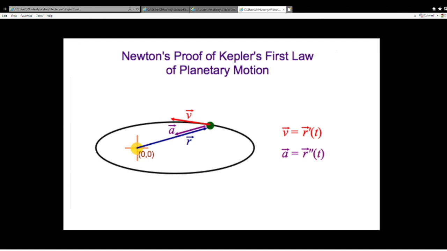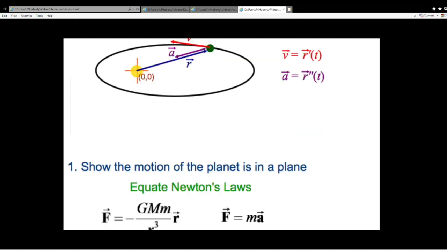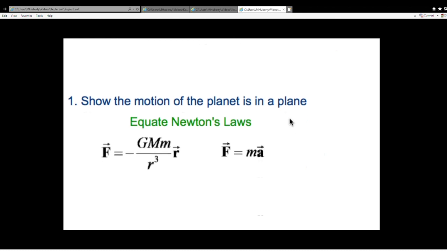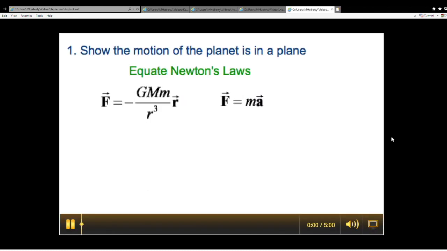All right, so to show the motion of the planets is in a plane is the first step we're going to do to prove this first law. Remember, the first law is that the planets are orbiting in elliptic orbits. And so the first thing is actually to show that the motion is in fact planar. It's in a single plane, okay? And the first thing to do is we're going to have to equate these two Newton's laws that we said we're going to use, the gravitation law and Newton's second law of motion.